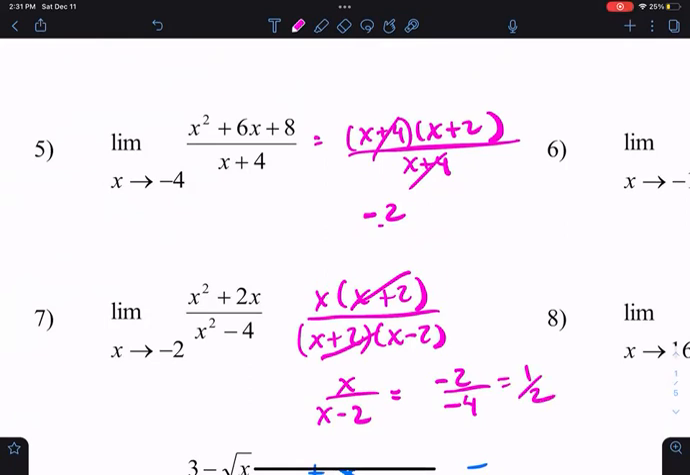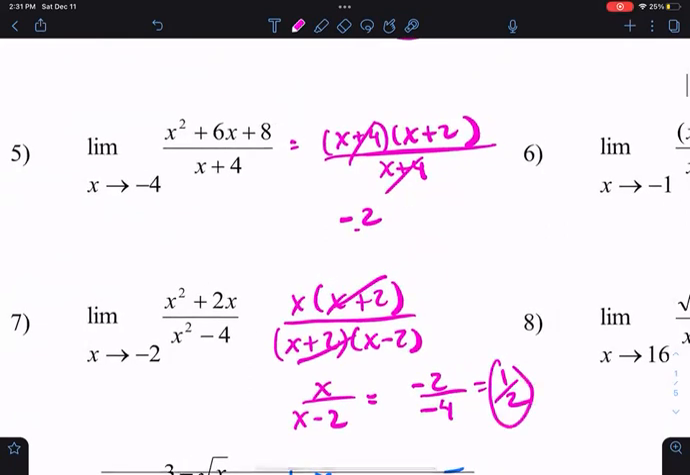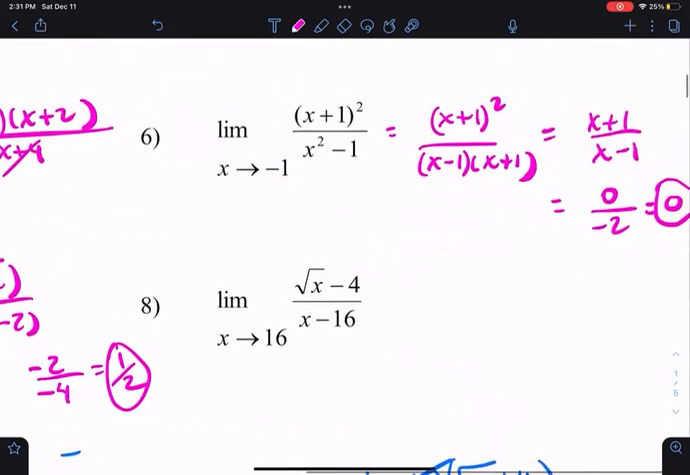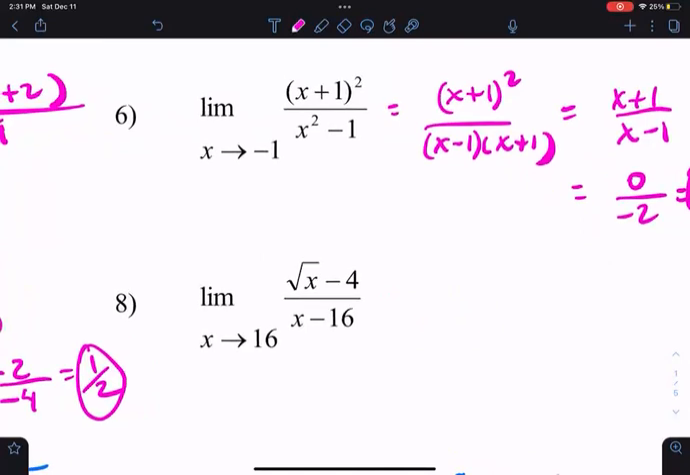Okay? That's the answer. That's the limit. Next. Here, let's see if we plug it in. That's 4 minus 4. That's going to give you 0 over 0 again, right? 0 over 0. You cannot leave it like that. So you need to do some algebra. You need to multiply this by the conjugate, right? Or you need to rationalize it.